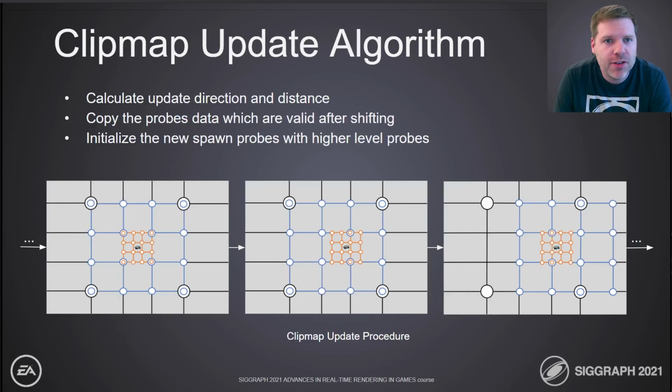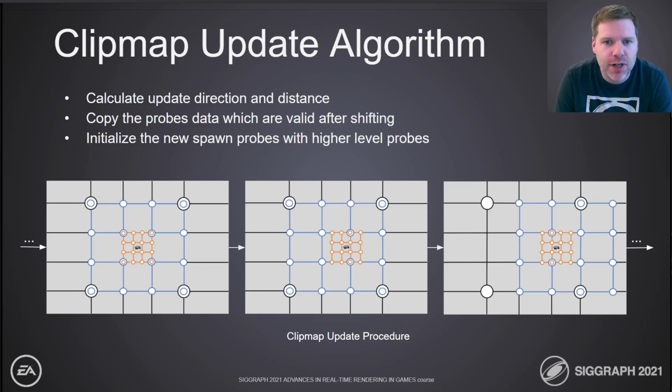First, we check the world space position of the camera every frame. If the camera moves outside of the center grid of any level, we shift the probes of these levels towards the camera to keep it in the level center. The distance of shifting depends on how many grid cells the camera has moved away from the center. After the shifting, there will be new probes which are spawned in the updated clip map, and these will be initialized with higher level probes using interpolation.